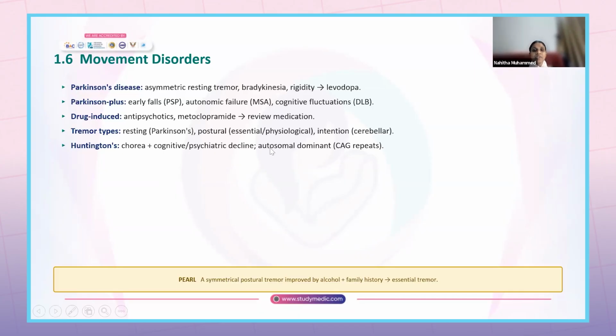Essential tremor. Essential tremor is usually improved by taking what? Alcohol. And there will usually be a positive family history. And it is usually symmetrical.